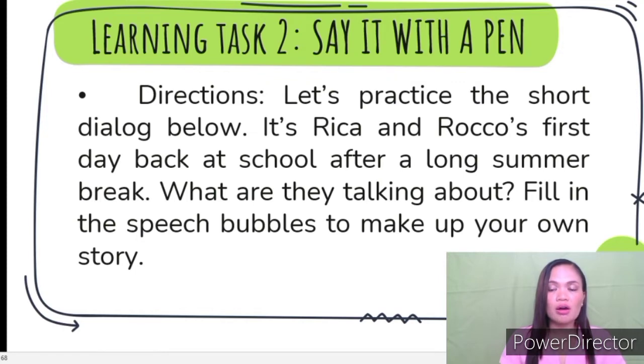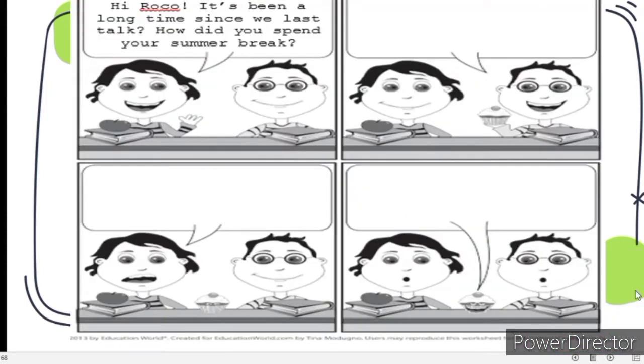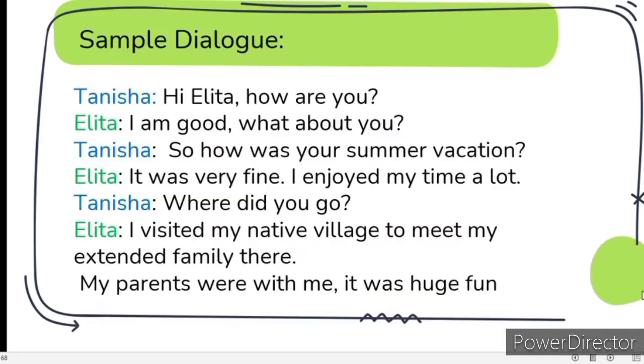Imagine that Rika and Rocco had been in a long summer vacation, which means they both have some interesting story to tell to each other. So, what do you think? Now, using the bobbleheads, you are going to write the conversation of Rika and Rocco about their long summer vacation. You may begin now. This time, take a close look at the sample dialogue of Tanisha and Elita.